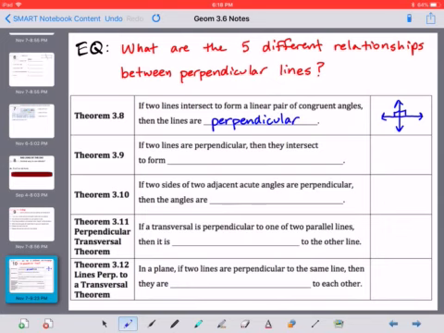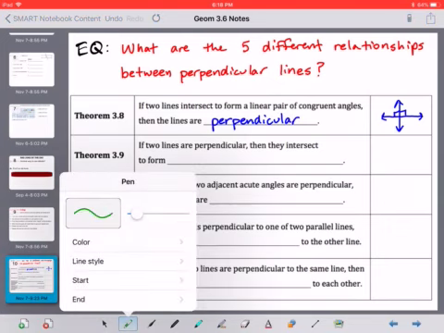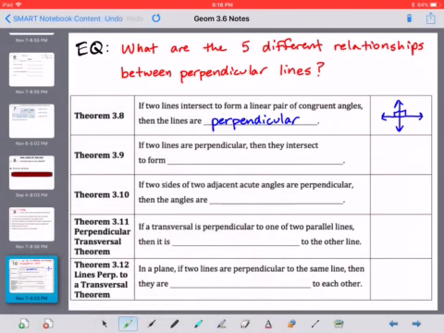Okay. Theorem 3.9 tells us that if 2 lines are perpendicular, so say we know this line is perpendicular to this line, then they intersect to form all of these 90-degree angles, which is 4 right angles.